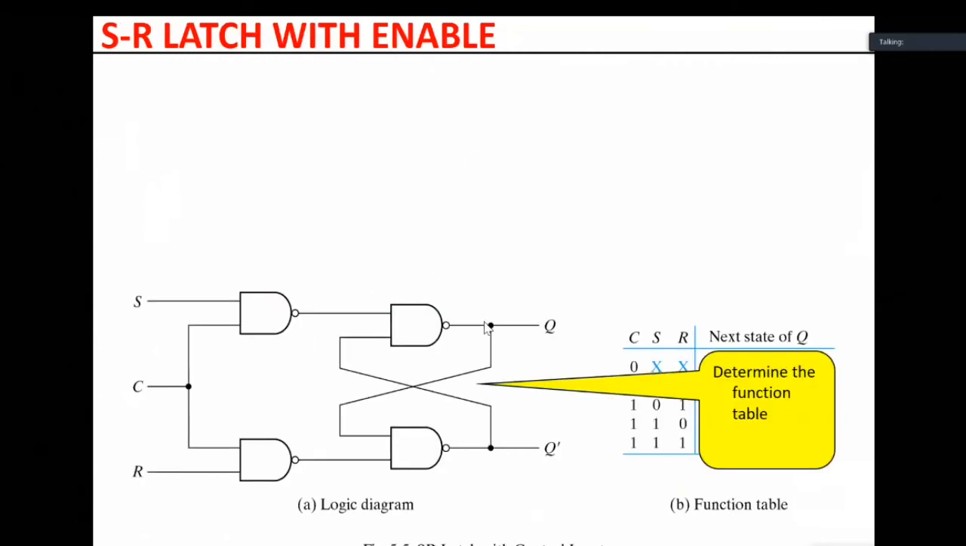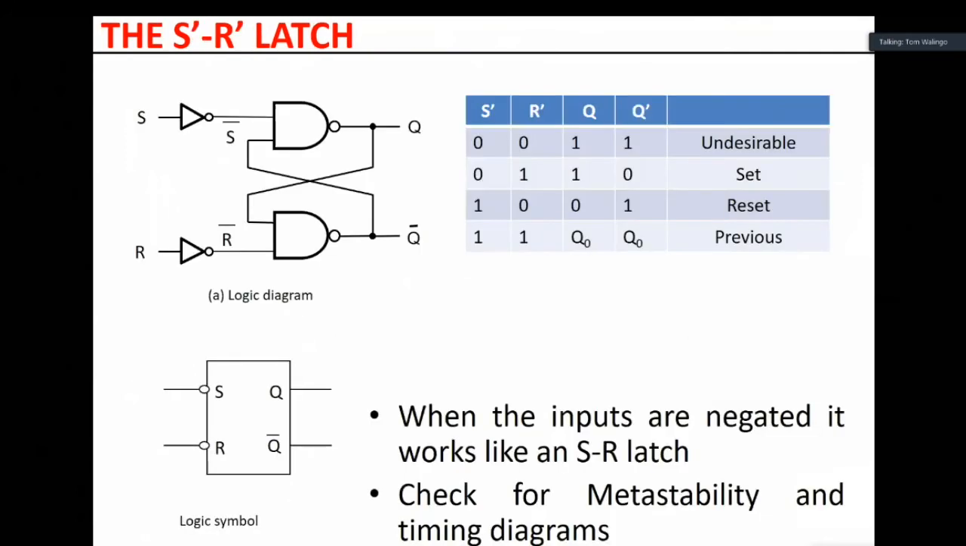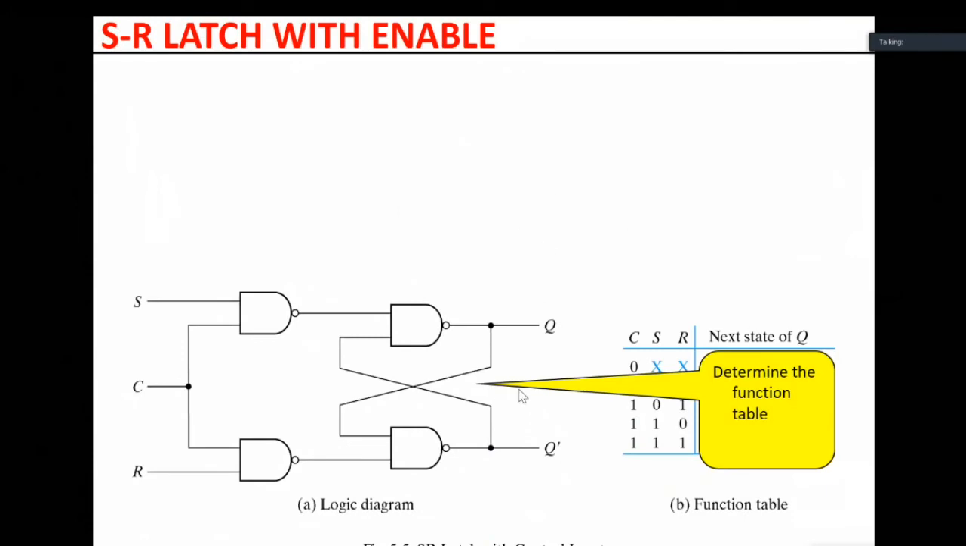Okay. So now we've seen that we've got a problem called metastability. We've got undesirable states. When things change in a particular way, we can get into problems resulting in propagation delay. We don't need a circuit that we can't control. So how do we solve that problem? The easiest way of solving that problem is to start introducing an enable or a gate.